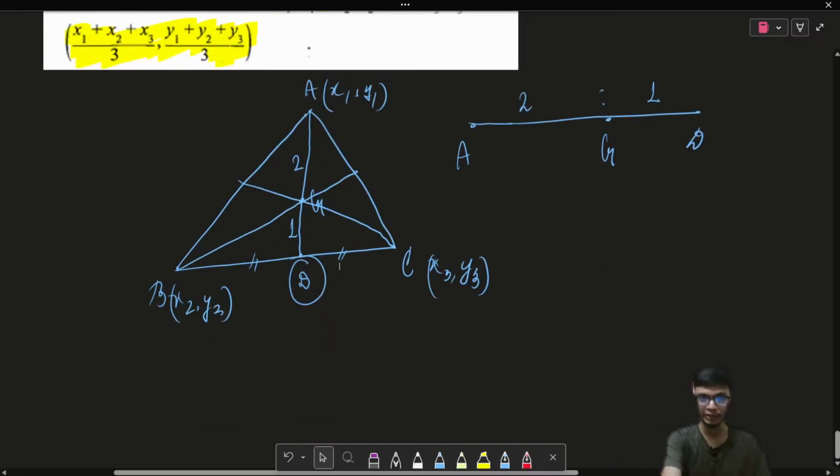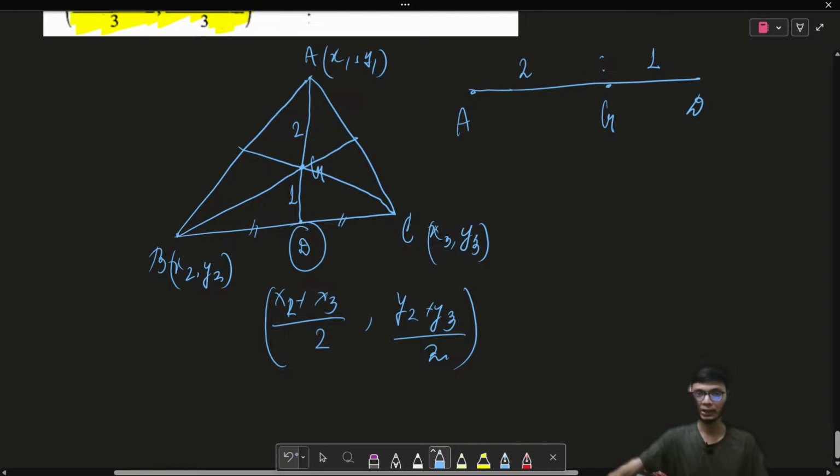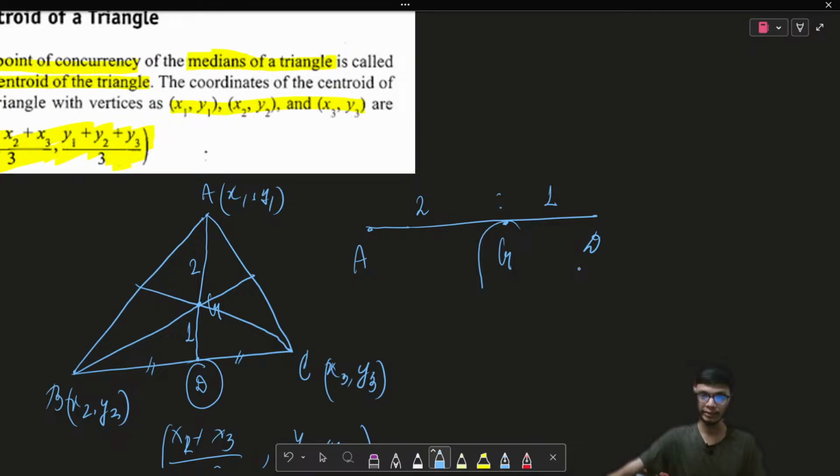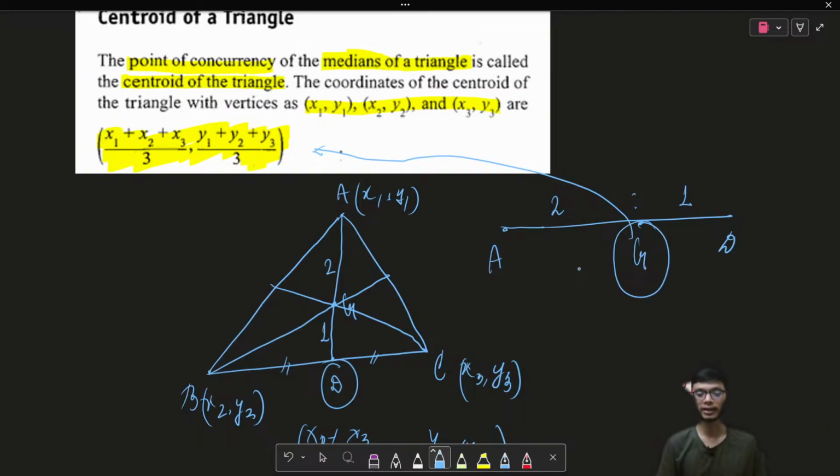So the coordinate of D would be obtained as (x2 plus x3) by 2 comma (y2 plus y3) by 2, right? That will be the coordinate of point D. Now if you do the section formula over here and you try to find out the coordinate of point G, you will see that the result comes out like this, which is basically what we did in the problem previously, right? I hope this result is clear to all of you.